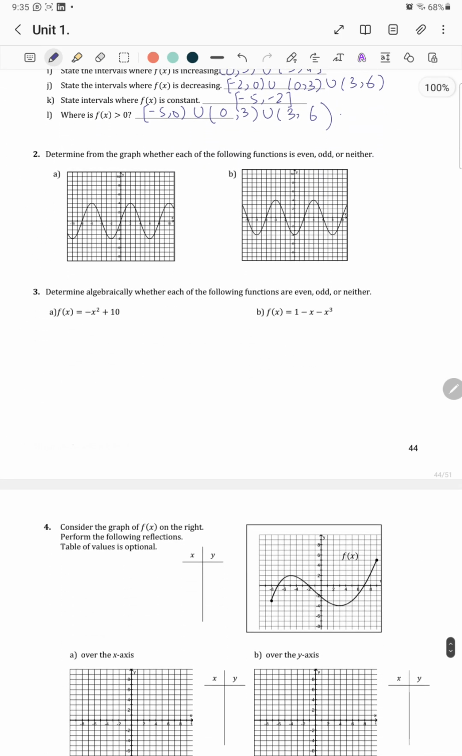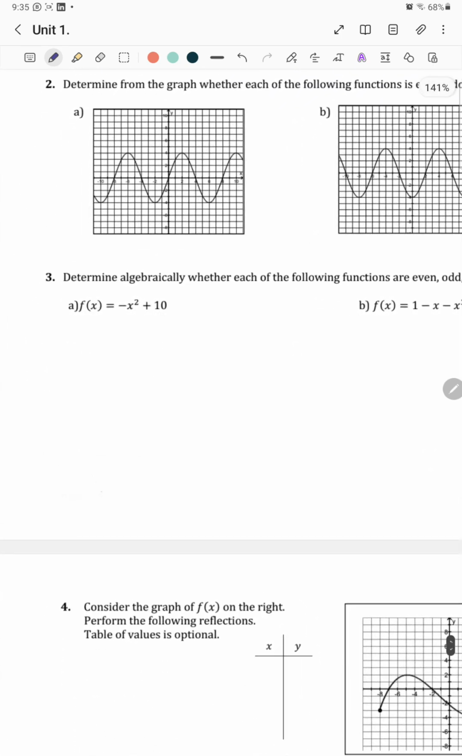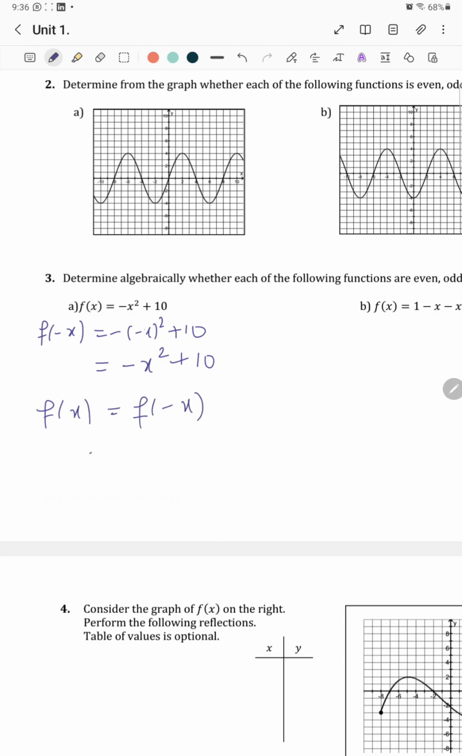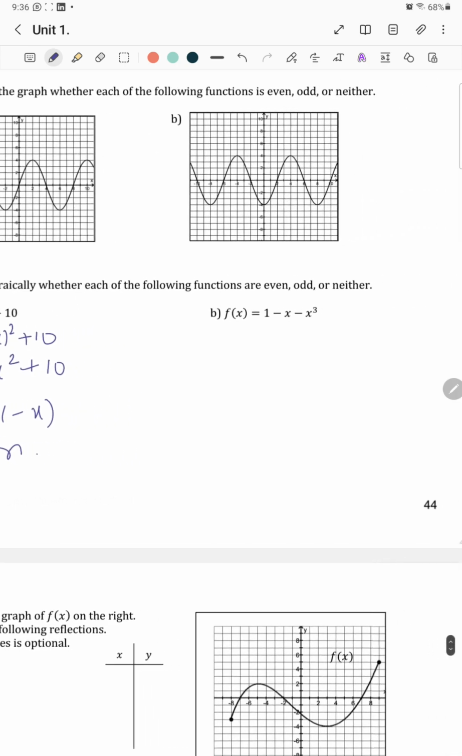Determine from the graph whether each of the following functions is even, odd or neither. So we have already learned how to check whether the function is even or odd or neither. For checking the function is even, we need to find out f of -x, which is equal to -x squared plus 10, which is equal to -x squared plus 10. So f of x is equal to f of -x, so it is an even function.